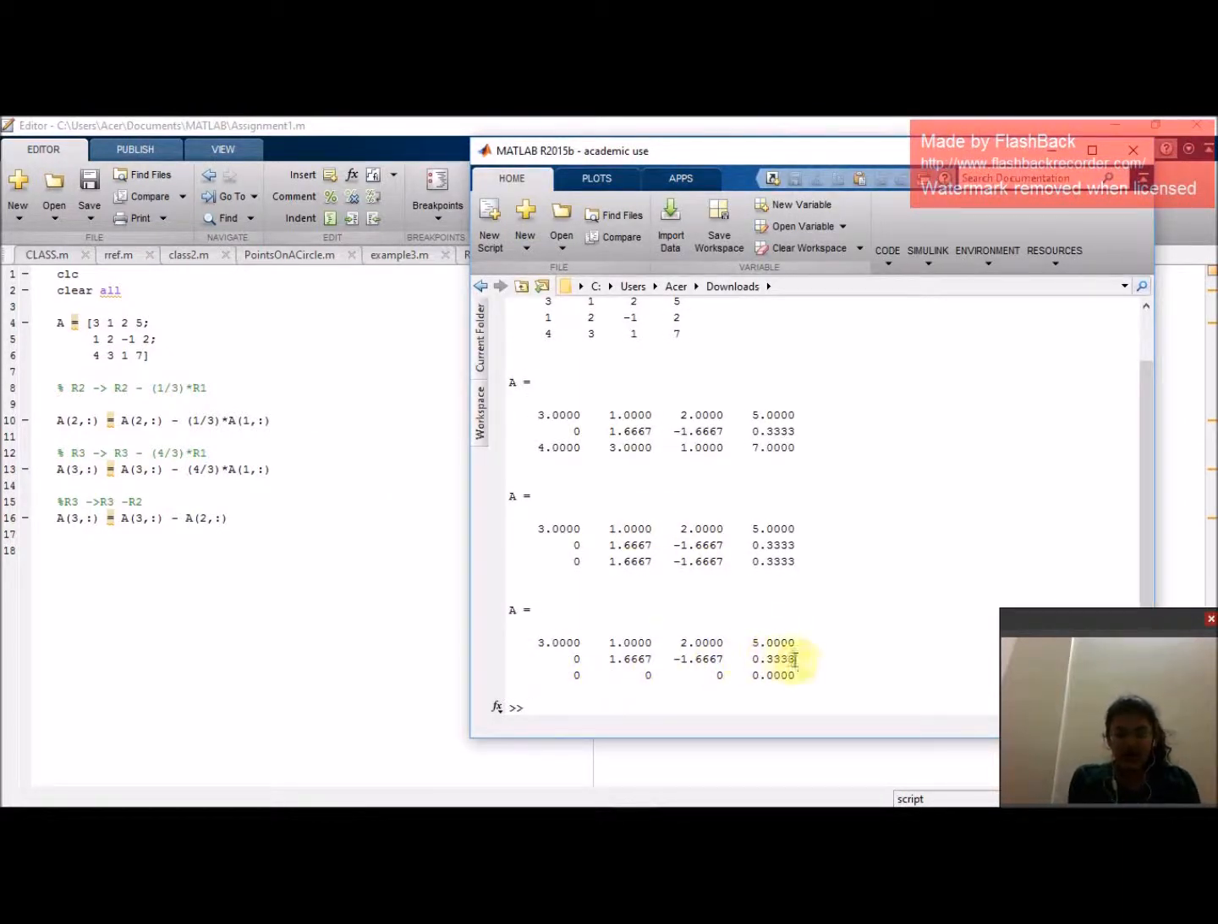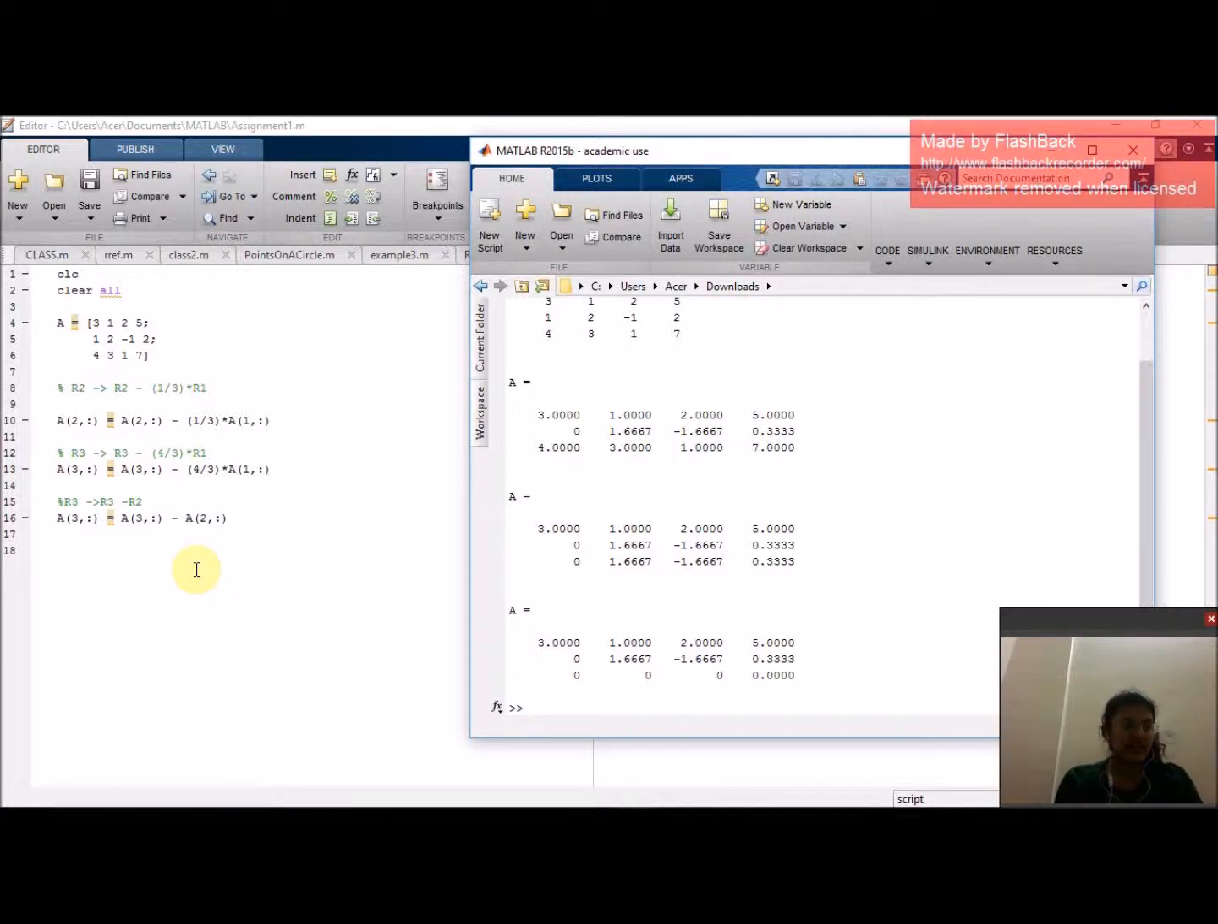our entire last row becomes 0, and now we see that there are two leading non-zero entries, one in the first row and one in the second row, which is 3 and 1.6667. Now these two elements are called the pivots of the matrix. And so now let's go on to find out the rank of the matrix.